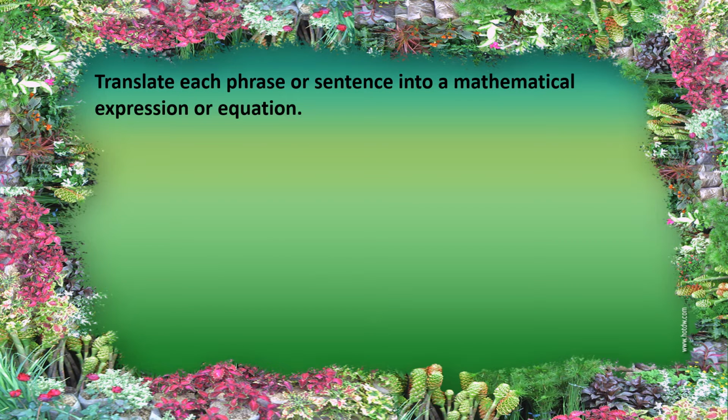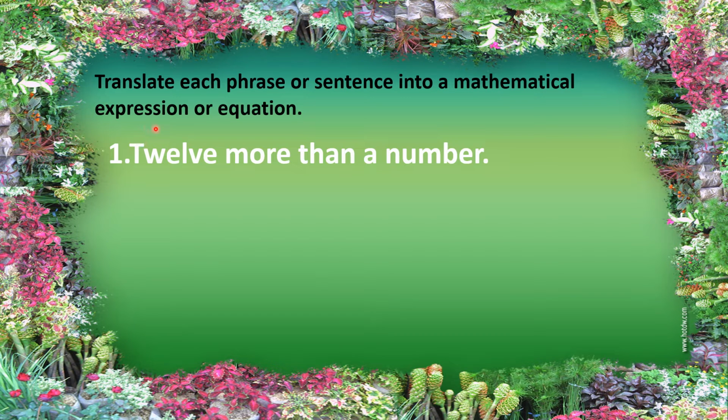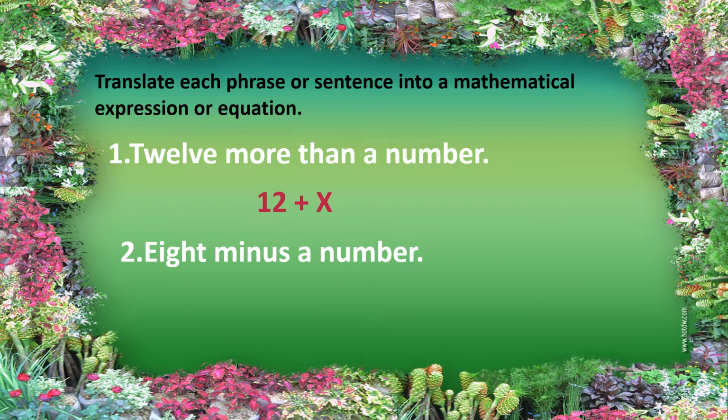Now, translate these phrases or sentences into mathematical expressions or equations. 12 more than a number. First, listen and read it carefully. 12 more than means addition. A number we can replace by any letter. So, 12 more than a number can be written as 12 plus x. 8 minus a number. So 8 minus x.